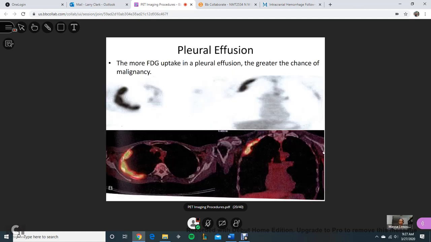All right, so this is pleural effusion. The more FDG uptake in the pleural effusion, the greater the chance of malignancy. So going back to what we were talking about, this would not be brown fat. You understand? It would be up here in the soft tissue. Does that help?